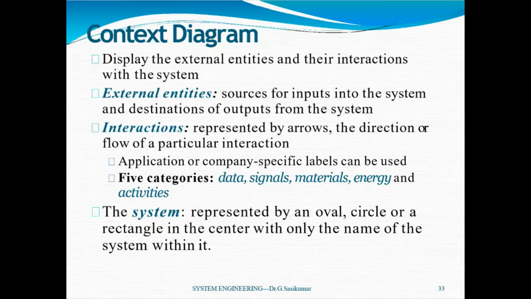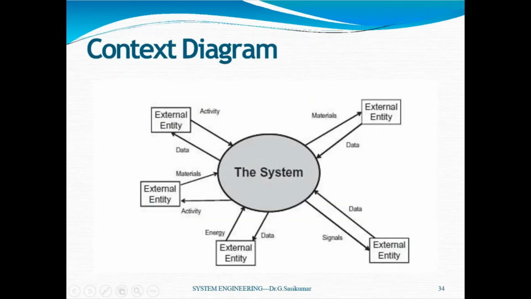And interactions are represented by arrows, directed flows of a particular interaction. So the context diagram will give a complete picture of the system, represented by an oval, circle, or rectangle in the center with only the name of the system within. I will show an example of a context diagram. This is the context diagram.